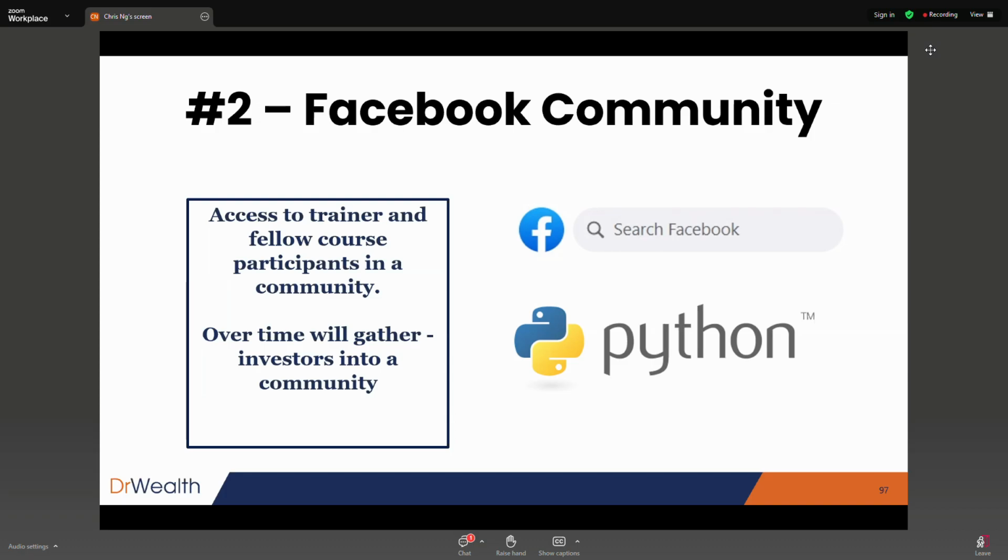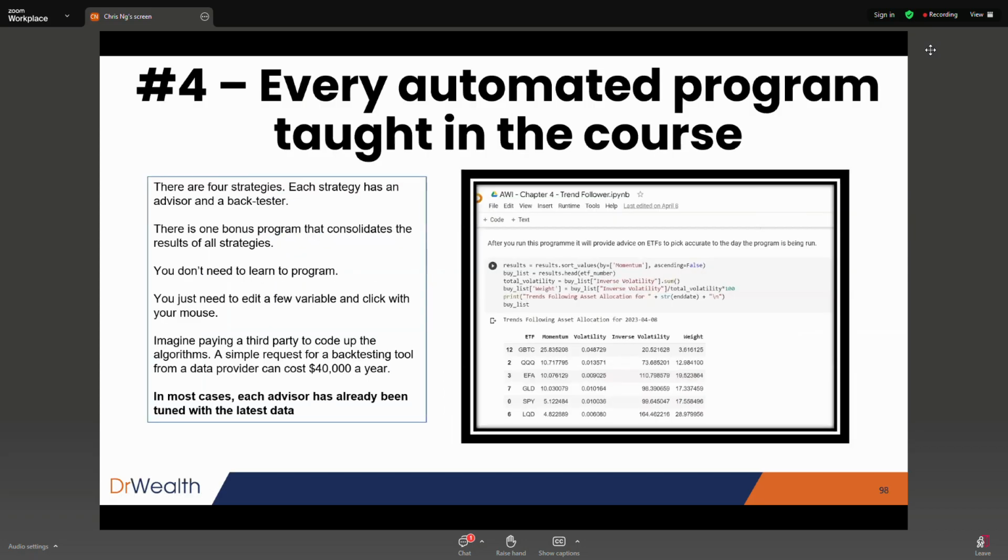So I think the most important thing is that the codes occasionally require maintenance, libraries change, but there's always somebody to make amendments, to make sure that the code that you get is always fresh, all right? Obviously, you get every single strategy taught in the course, right? You don't need to learn to program. You're just editing a few variables in the worst case.